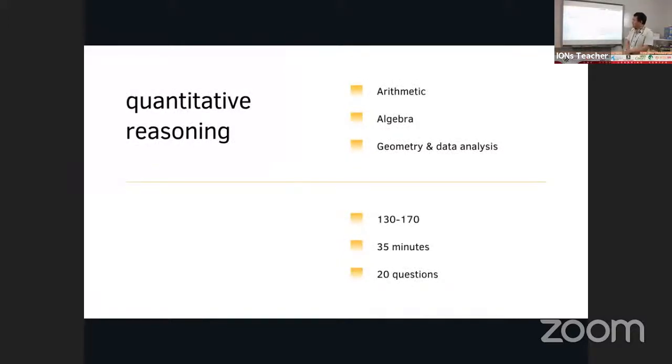Okay, the quantitative reasoning on GRE consists of arithmetic, algebra, geometry, and data analysis. Yes, as you can see, it's high school stuff, if you still remember your math lessons from school. Here is the range of score for the quantitative reasoning, starting from 130 until the highest score of 170. The section lasts for 35 minutes and each section consists of 20 questions.